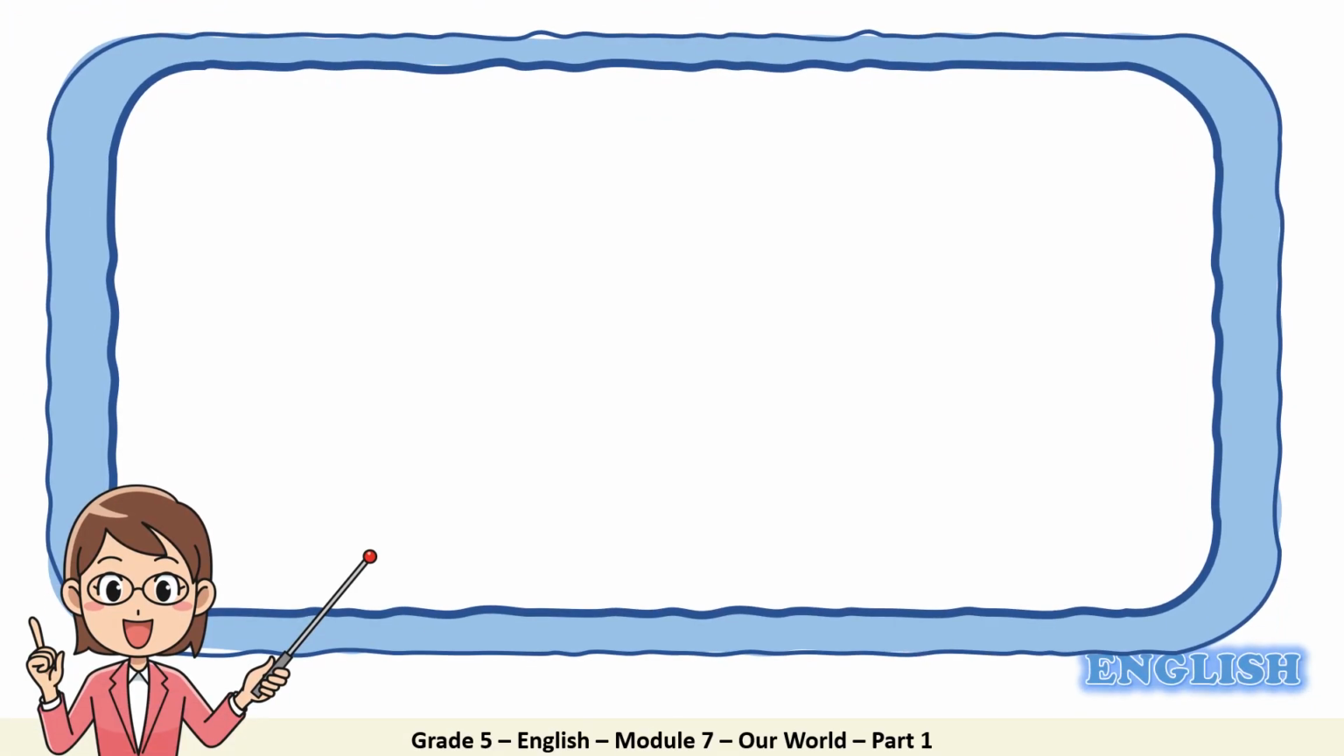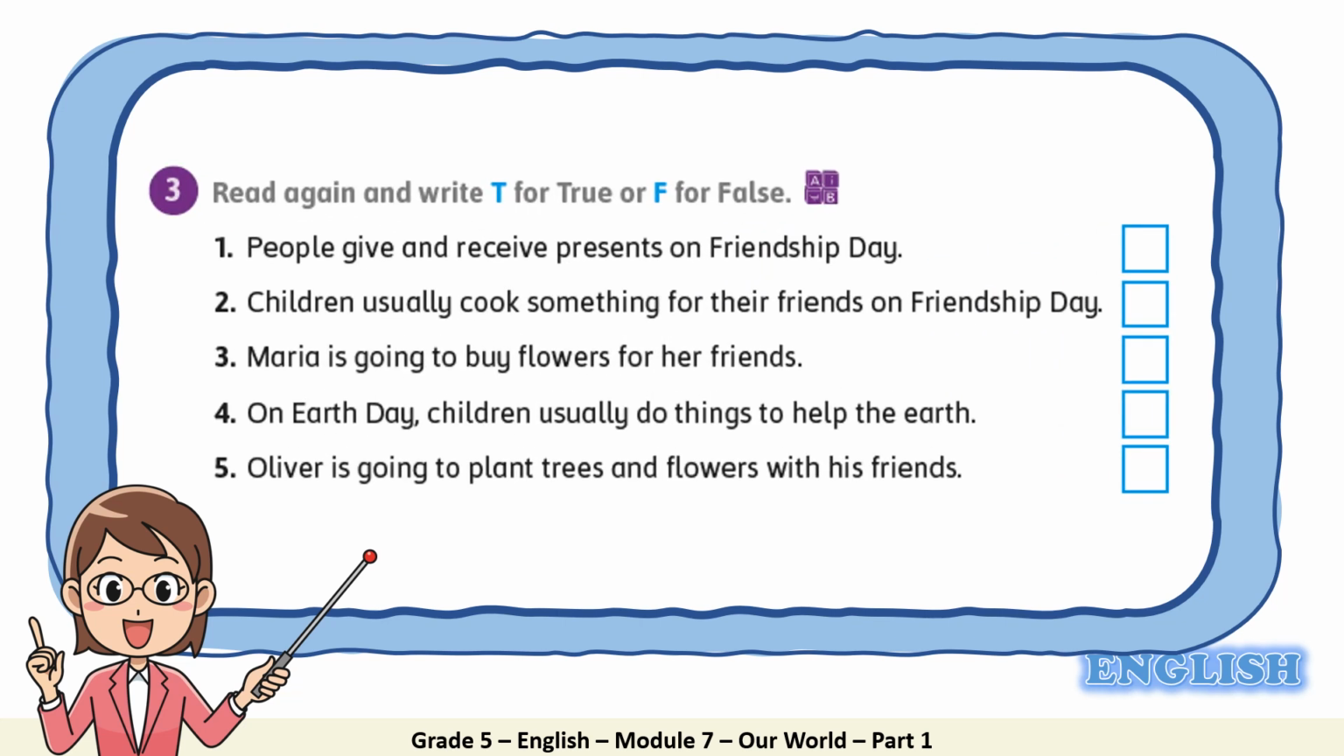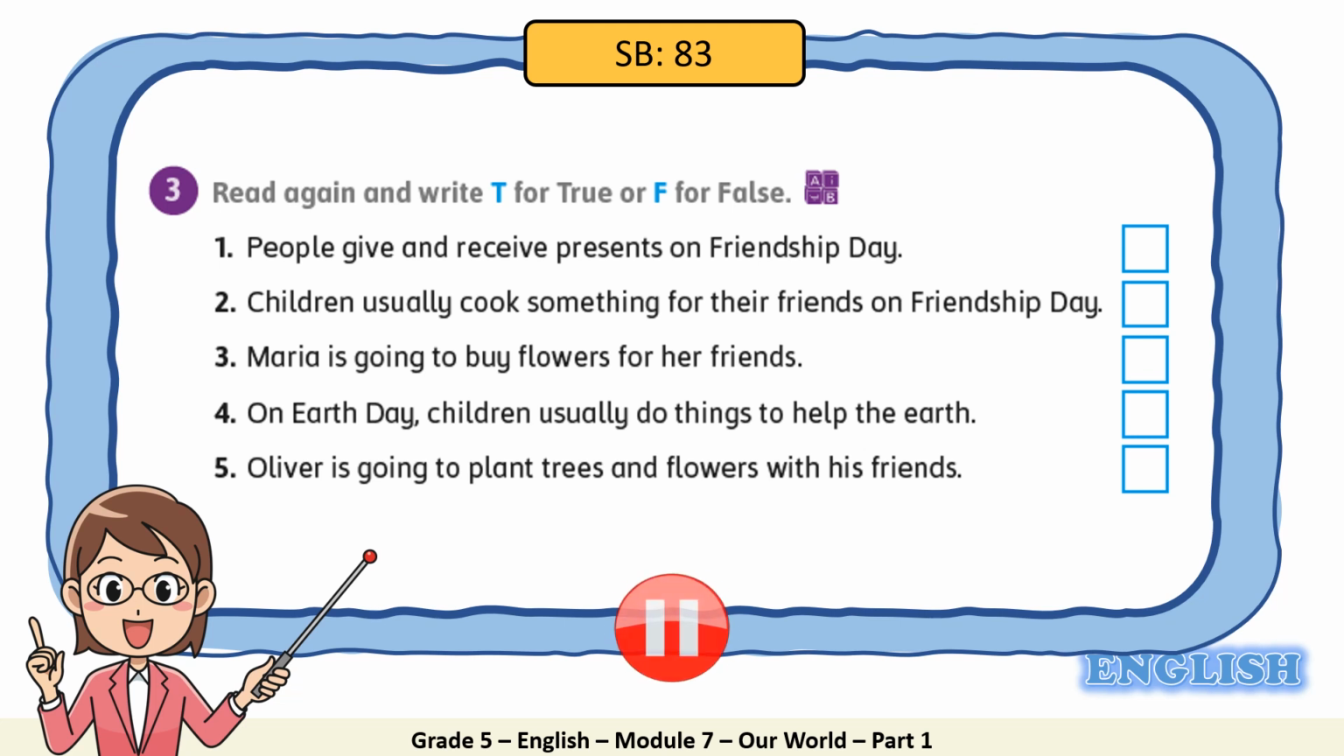Now, it's time for us to read again, but this time we have to read in details so we can answer exercise 3 in student book 83. For this exercise, you have to read the sentences and decide if the sentence is true or false. You have to go back to the text and read it carefully to figure that out. Don't forget to underline the evidence for each answer. Pause the video until you're done and come back when you are ready to check your answers.